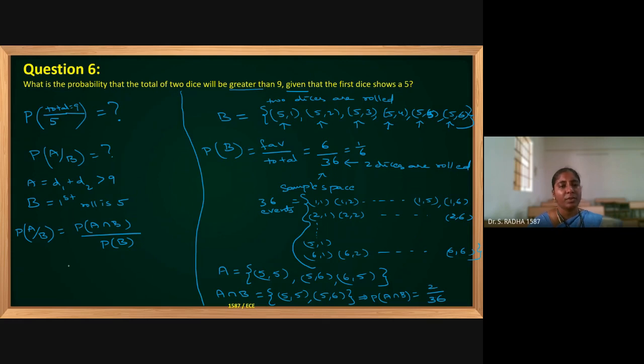Now I am going to substitute here. In the numerator, for the intersection, we got 2 by 36. In the denominator, the probability of B is 1 by 6. If you simplify, it is going to be 2 by 6, and this is 1 by 3. The final answer, the probability of A given B, is 1 by 3.